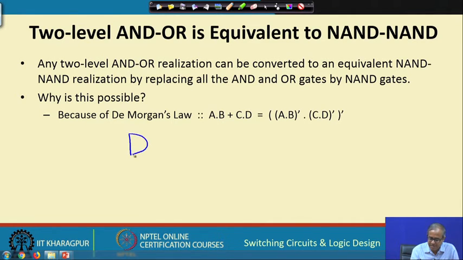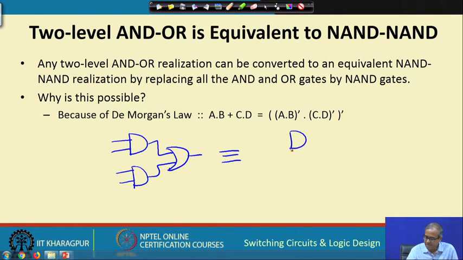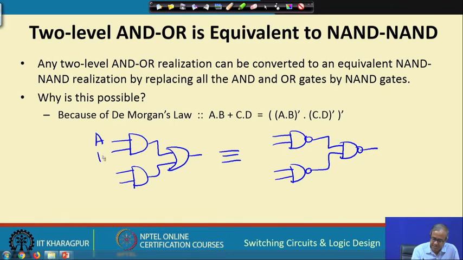What I mean is that if I have a 2-level AND OR circuit like this, this observation says it will be equivalent to keeping the circuit structure the same and just replacing all the gates by NAND. So, the function will remain the same. You keep the inputs A, B, C, D the same. Here also it will be A, B, C, D. Suppose the function was f here, the same function will remain f here.